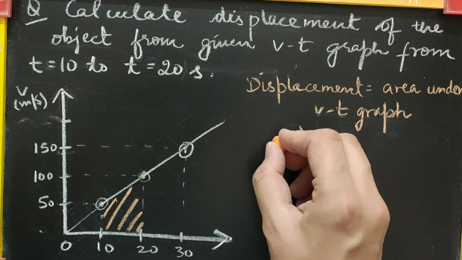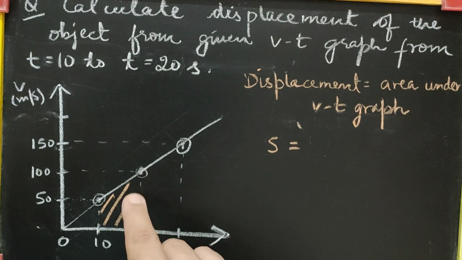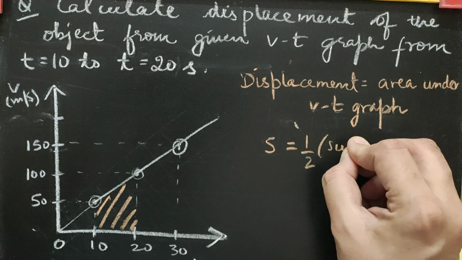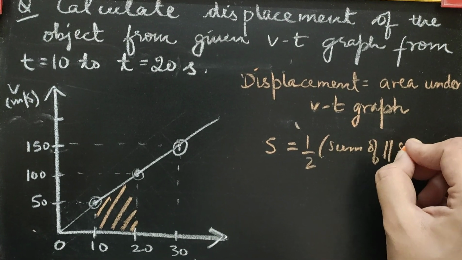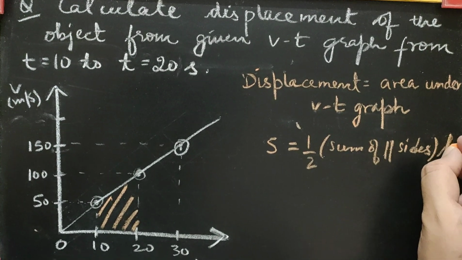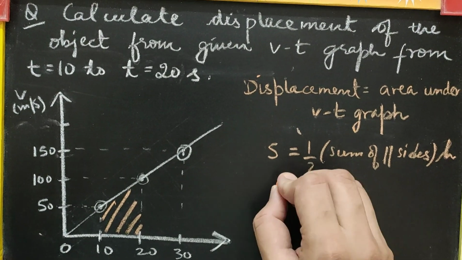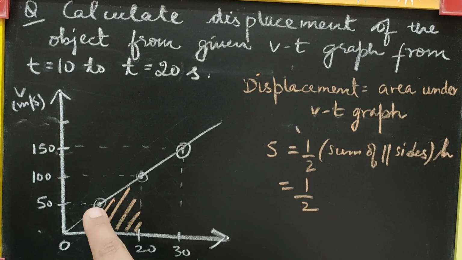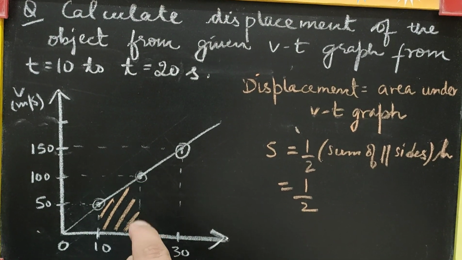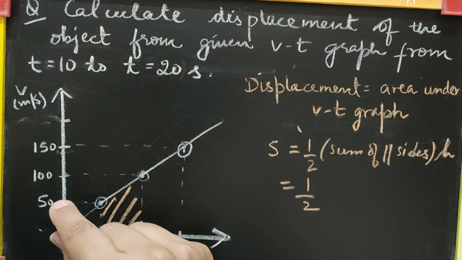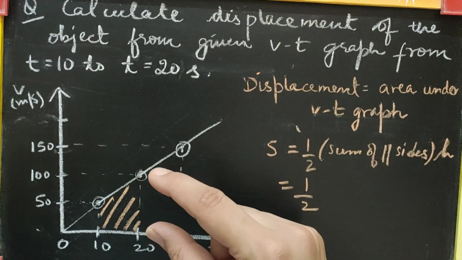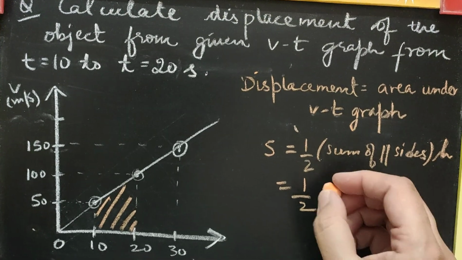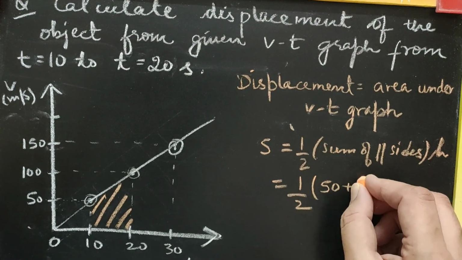So we will calculate the displacement, which is S, as the area of this trapezium, which is half sum of its parallel sides into height. So now putting the values, half parallel sides. You can clearly see the parallel sides here are these two sides. This side is 50 meter per second and this parallel side is 100 meter per second. So we are putting the values in the sum of parallel sides, 50 plus 100.